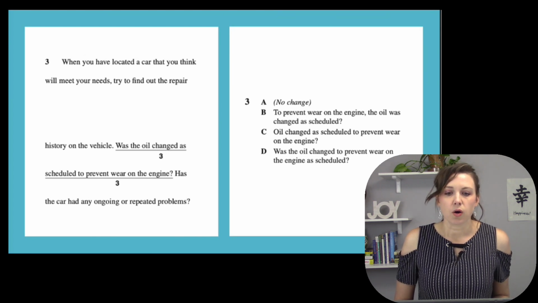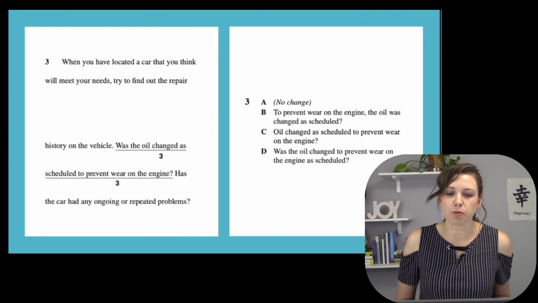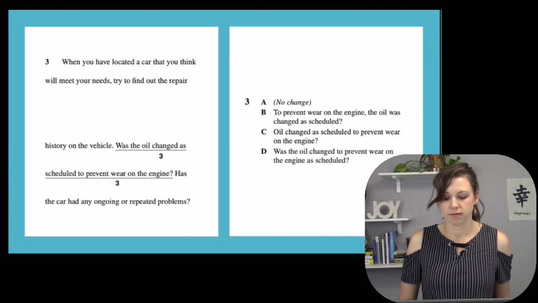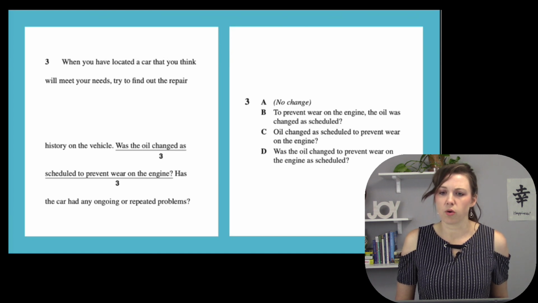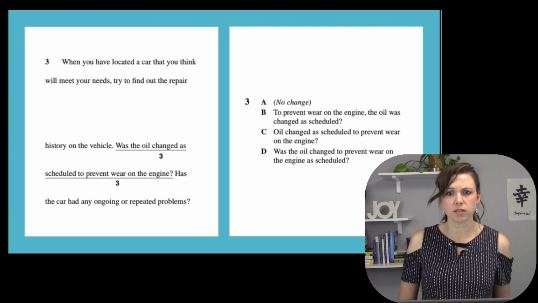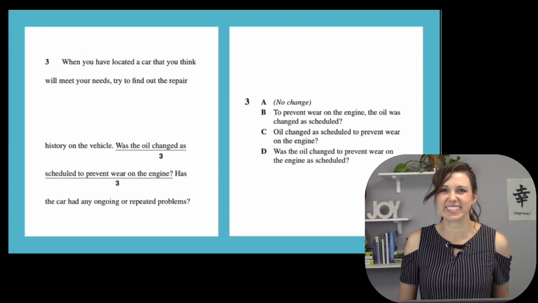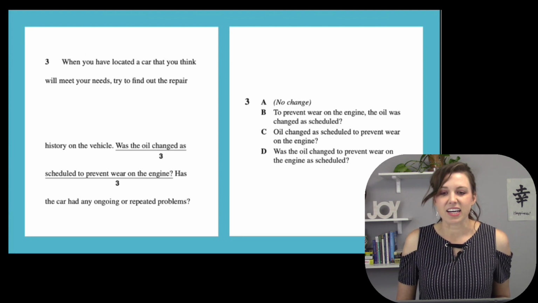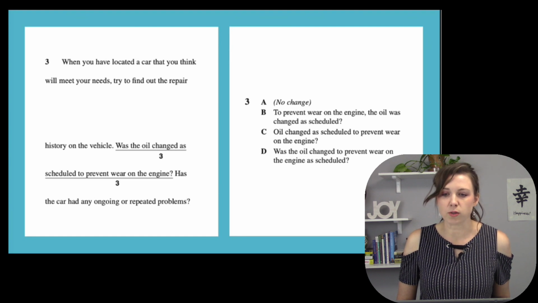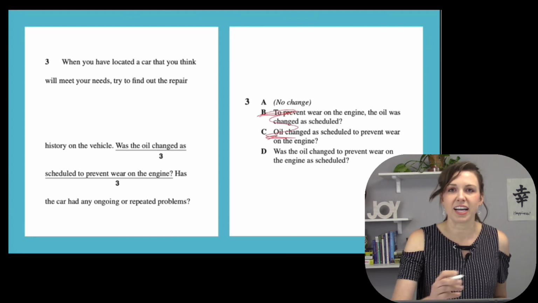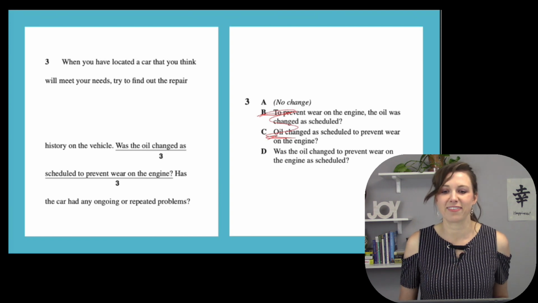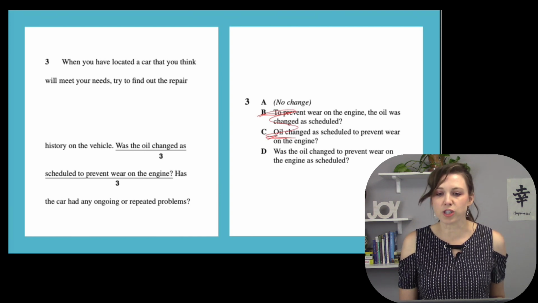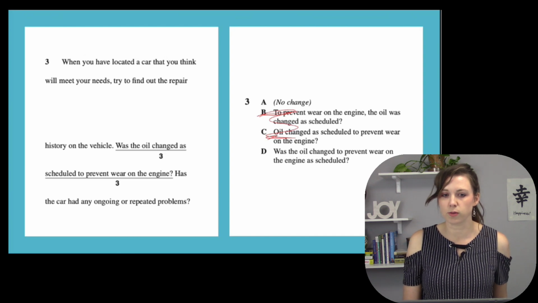Okay, so number 3. Was the oil changed as scheduled to prevent wear on the engine? B, to prevent wear on the engine, the oil was changed as scheduled? That sentence doesn't really make sense, right? C, oil changed as scheduled to prevent wear on the engine? Okay, B and C here, we're turning sentences into questions that aren't really working out, right? D, was the oil changed to prevent wear on the engine as scheduled?